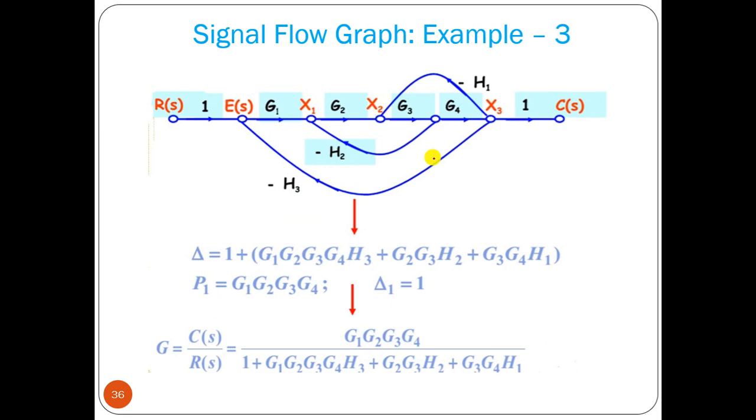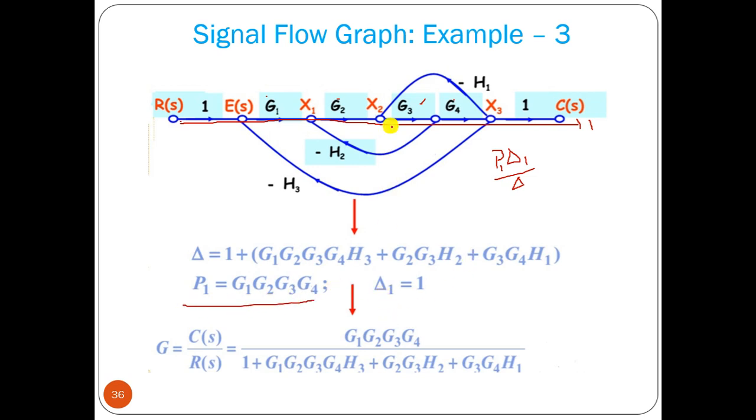Now we can find out the transfer function. So here, how many forward paths are there? We can observe here we have only one forward path, right? Because this is your feedback path, this is your feedback, this is your feedback, so only one forward path. So the formula will be P1 delta 1 divided by delta. P1 gain is G1, G2, G3, G4.